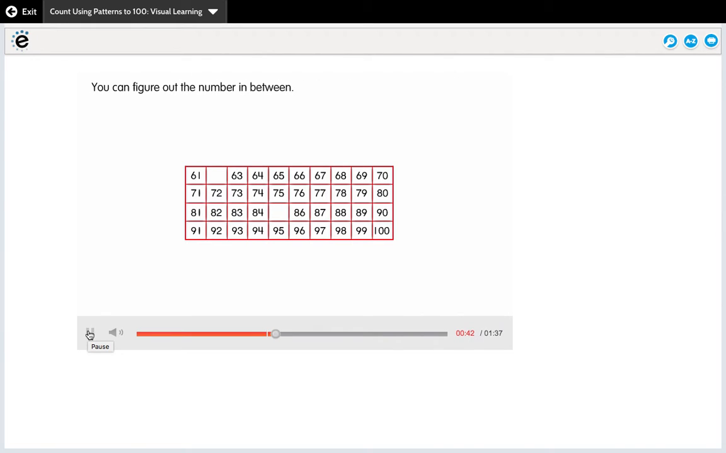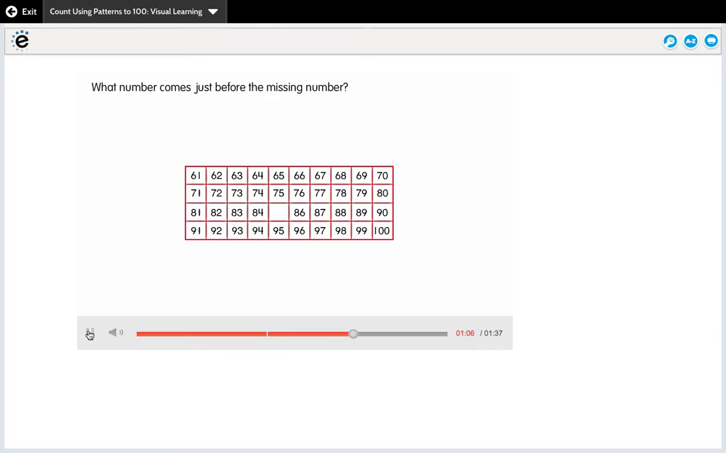You can figure out the number in between. What number belongs between 61 and 63? 62 belongs between 61 and 63. What number comes just after 70? 71 comes just after 70.